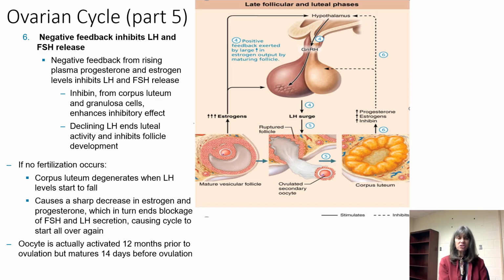If no fertilization occurs, the corpus luteum will degenerate into the corpus albicans when luteinizing hormone levels start to fall. This causes a sharp decrease in estrogen and progesterone, which in turn ends the blockage of the secretion of follicle-stimulating hormone and luteinizing hormone, causing the cycle to start all over again. The oocyte is actually activated 12 months prior to ovulation, but matures within 14 days before ovulation.